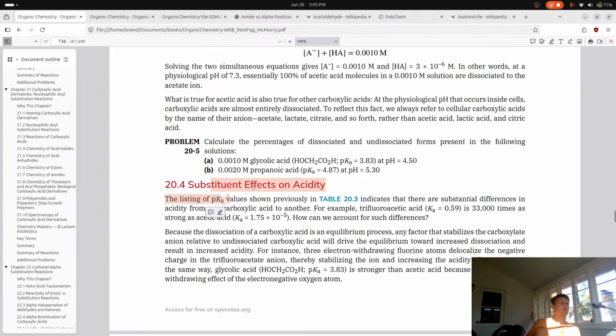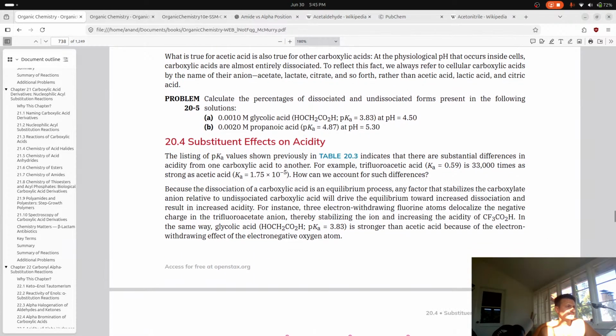All right, so we're not gonna do the problems. You can go and apply the formula. It's pretty straightforward. Substituent effects on acidity. The listing of pKa values shown previously indicates that there are substantial differences in acidity from one carboxylic acid to another. For example, trifluoroacetic acid with a Ka of 0.59 is 33,000 times as strong as acetic acid. How can we account for such differences?